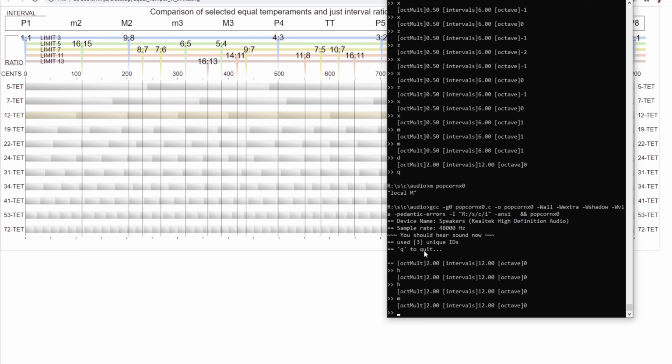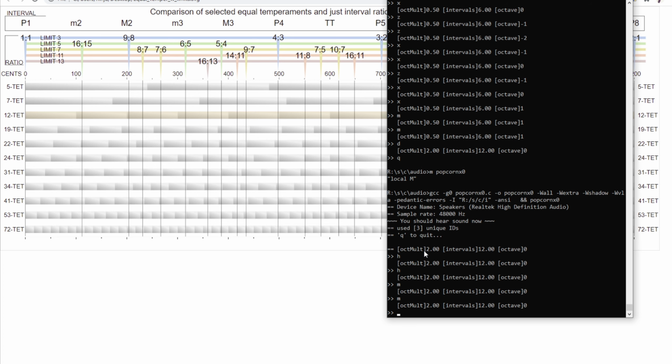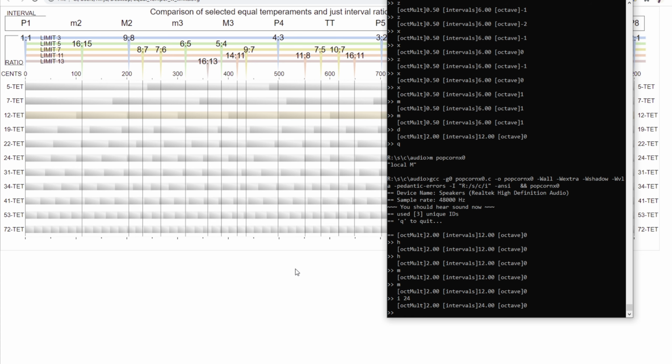standard. Yeah, standards. So this is the regular one, and for example, the 24-TET that we were mentioning before, it's used in some parts of Arabic music. So for example, we can translate this Popcorn song with 24 intervals.